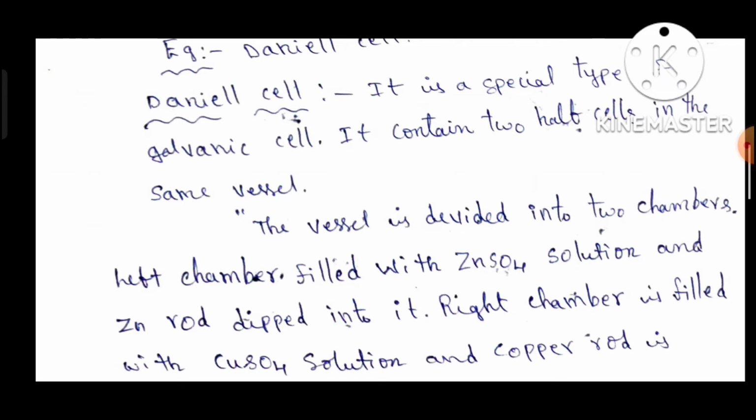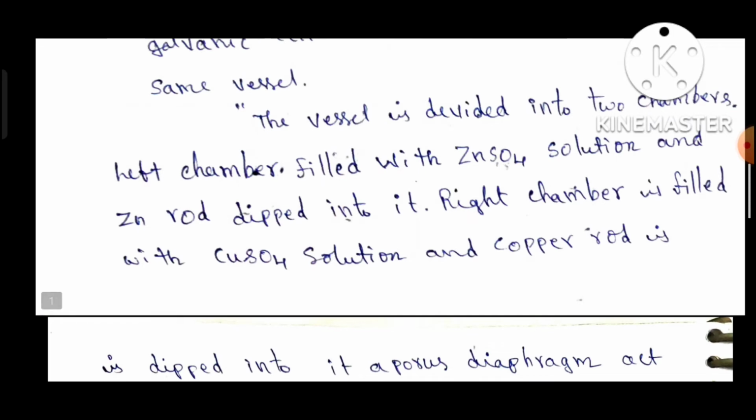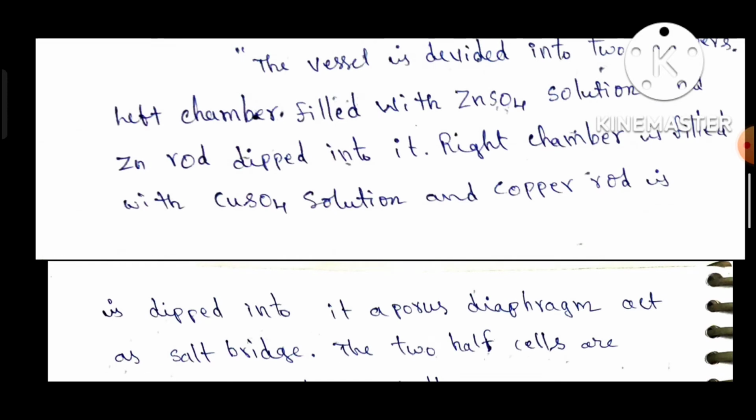Then the right hand side chamber is filled with copper sulfate solution. That means copper sulfate is dissolved in water, giving an aqueous solution. Copper is a metal, and a copper rod is dipped into the copper sulfate solution. The zinc rod acts as the anode and the copper rod acts as the cathode.